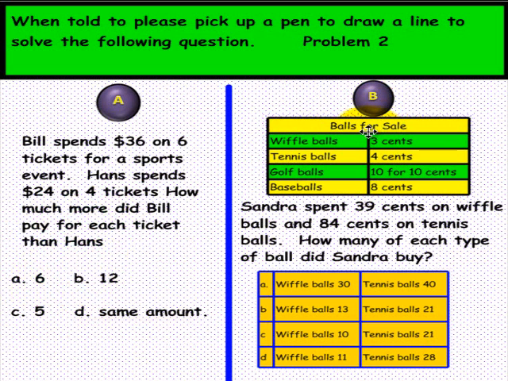Part B. We have a table here for balls for sale: wiffle, tennis, golf, and baseballs, and you'll see the cost, or the amount of money, for each one. Sandra spent 39 cents on wiffle balls and 84 cents on tennis balls. How many of each type of ball did Sandra buy? Look below and draw a line under the correct answer. If you would please, pick up a pen to solve this problem now.